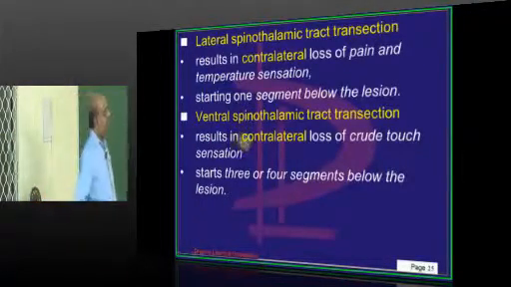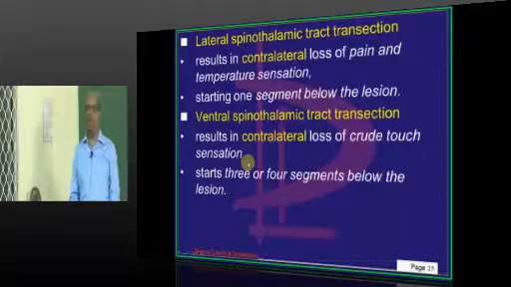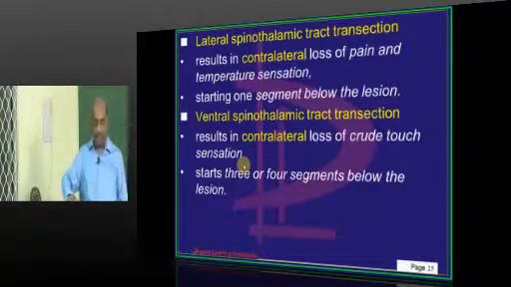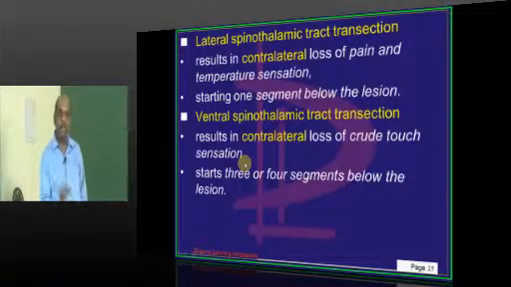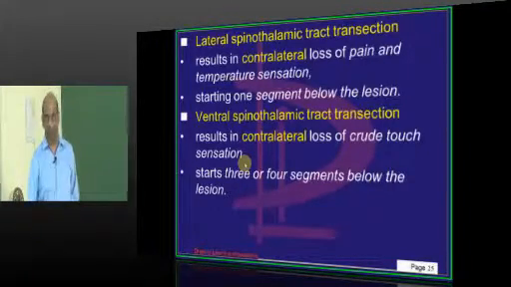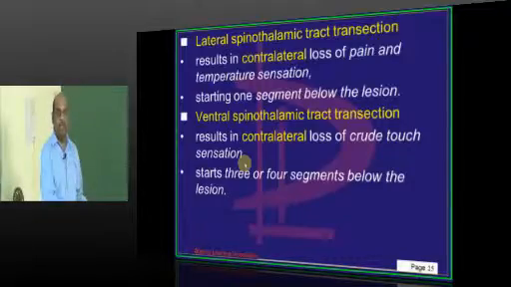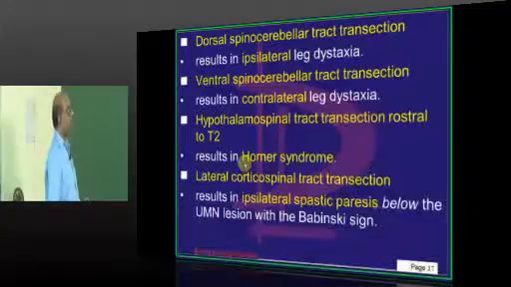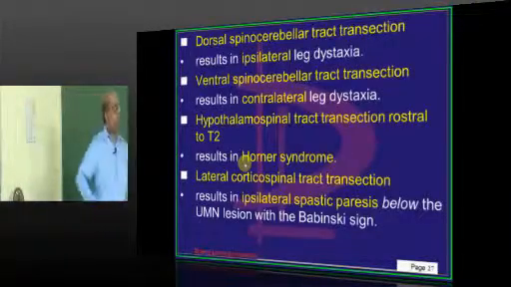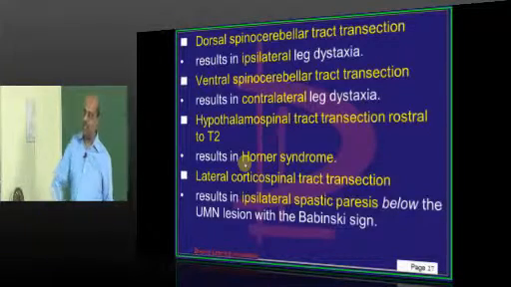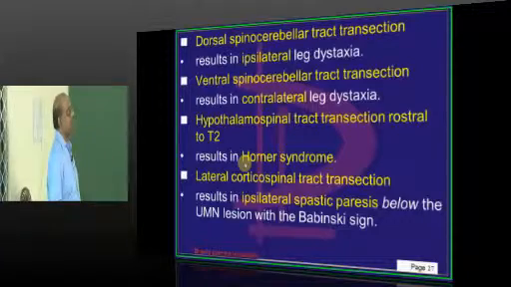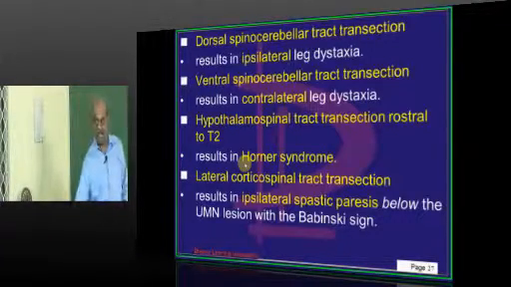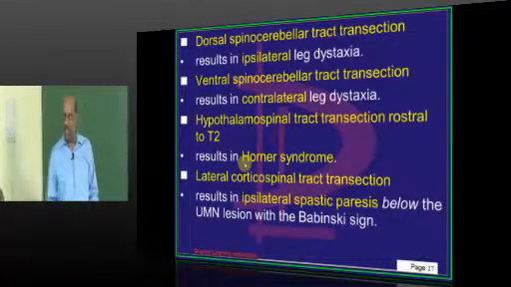Then the ventral spinothalamic tract, which is also decussating, is interrupted in hemisection, which is a crossed one, and hence contralateral loss of crude touch will be typically found, and it will be 3 to 4 segments below. Then the dorsal spinocerebellar tract on the same side, which is not decussating, is interrupted, and hence there will be ipsilateral leg dystaxia in case of the hemisection.